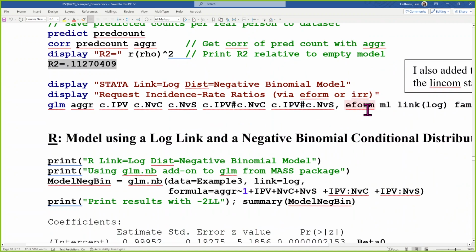Also, because the world likes effect sizes, eform is how you get it to give you odds ratios in Stata for GLM. They're called incident rate ratios, but they're the same damn thing.